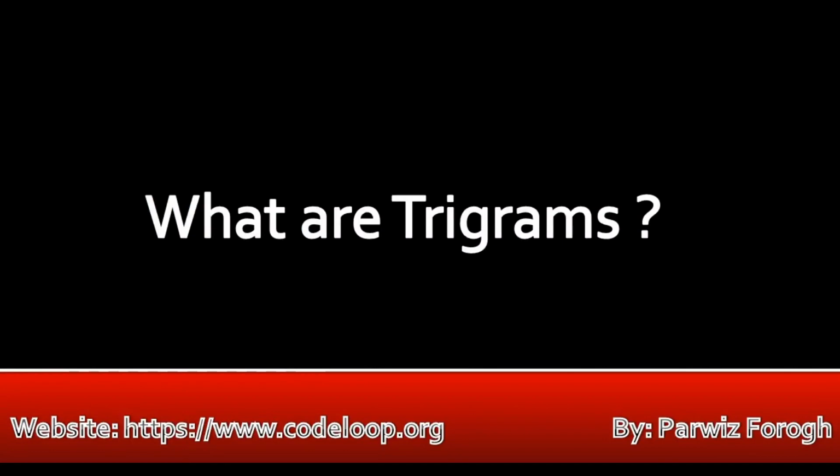In this part we're going to talk about trigrams. So what are trigrams? As the name suggests, trigrams are three consecutive words that occurred in a text. So now let's create our example for trigram.